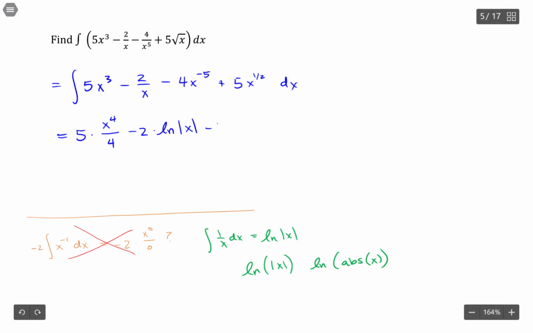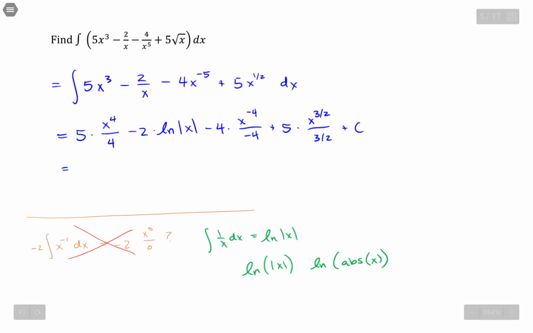Next, I have negative 4 times, so negative 5 plus 1, add 1 to that exponent would be negative 4 over negative 4. Then plus 5 times x to the 1/2. When I add 1 to that exponent, it becomes x to the 3/2 over 3/2, and finally plus c.